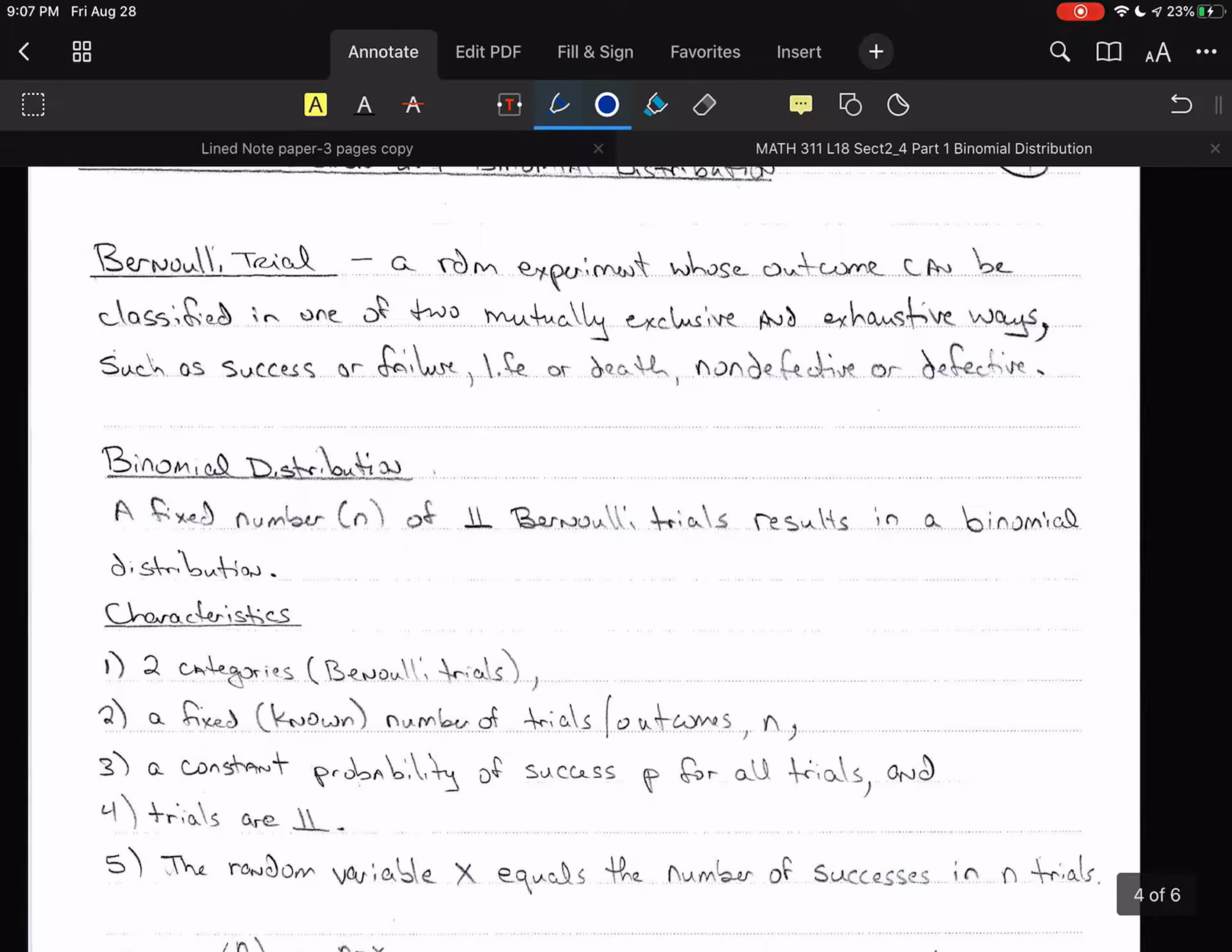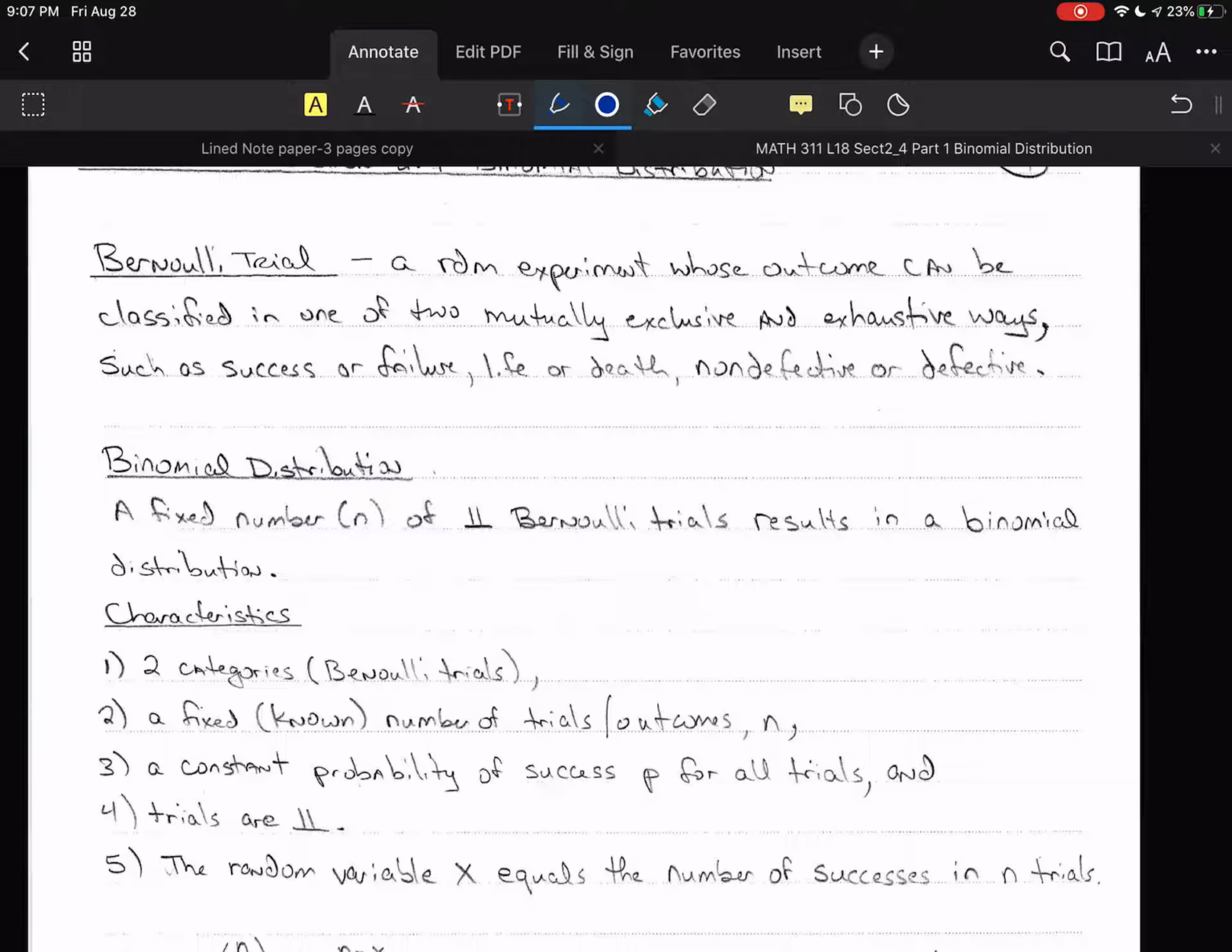So a Bernoulli trial is a random experiment, and the outcome of this can be one of two categories that are mutually exclusive and exhaustive. In other words, they're complements of each other. So if you're in one category, you can't be in the other. And if you're in the other category, you can't be in the one. And those are the only two choices that you have. We could say success or failure, life or death, non-defective or defective. So the binomial distribution occurs when we have a sequence of independent Bernoulli trials.